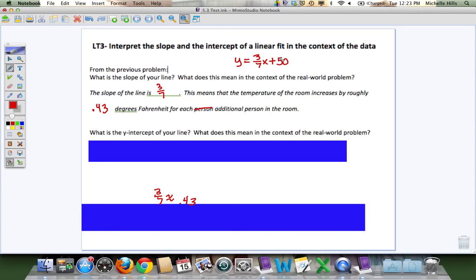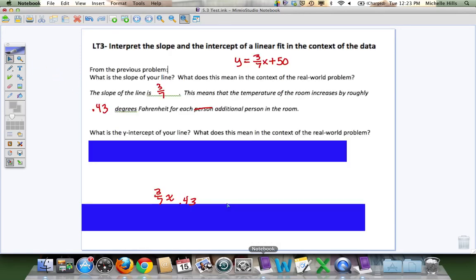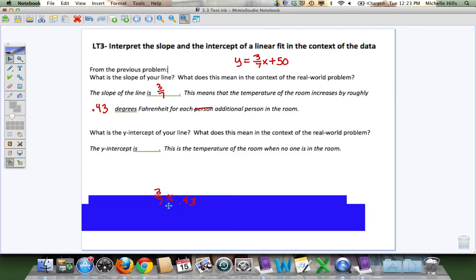Now the 50 is the y-intercept, so let's go back and look at that graph. The y-intercept is here, again at 50. Well, that's the point (0, 50). The 0 standing for the number of people in the room, and the 50 standing for the temperature. So what this really means is that if there's no one in the room, the temperature of the room originally was 50 degrees. So that's my interpretation.